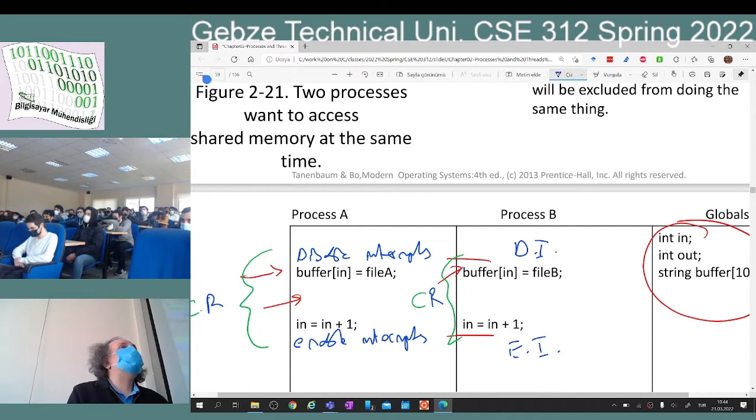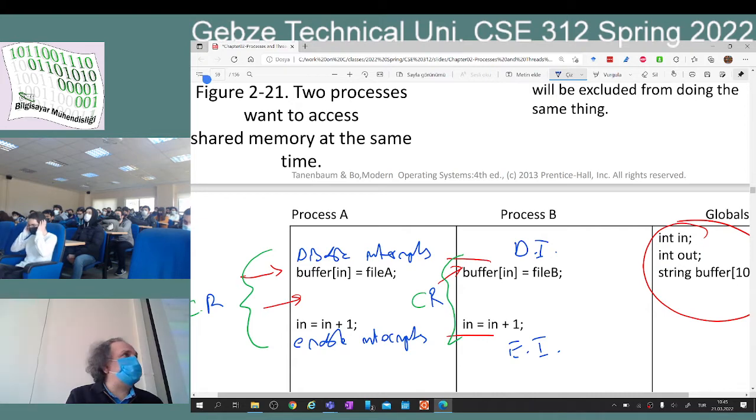User shouldn't be able to disable interrupts. Well, disabling interrupts is something privileged, and I shouldn't give that privilege to the user. Because what happens if the user disables the interrupts and, out of bad programming, forgets to enable the interrupts? That means what?